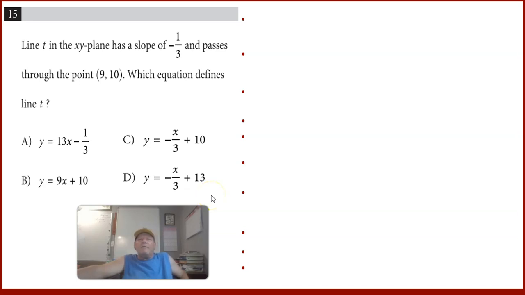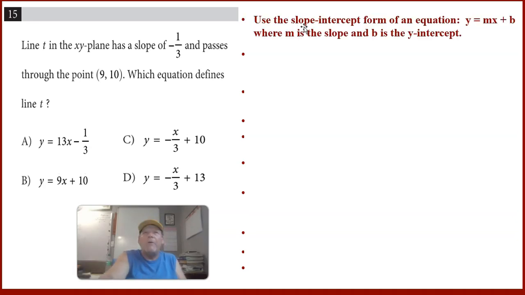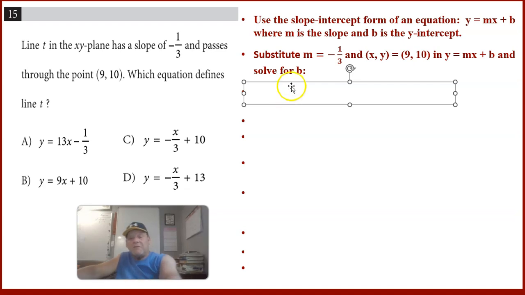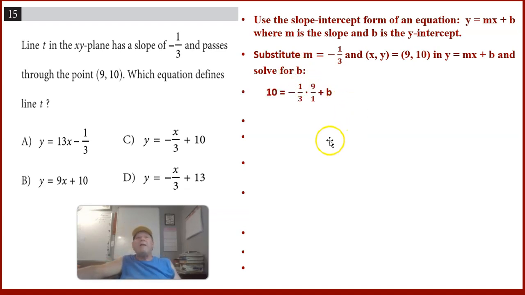Now, there's multiple ways to do it, but the easiest way is just say, okay, I can use the slope-intercept form of an equation, and I'm given the slope, but I'm not given the y-intercept, but I'm given the point (9, 10). So that will be my x, that'll be my y. So let's just substitute it in and solve it. I'm going to substitute -1/3 and then 9 for x, 10 for y in this equation and solve it for b. And I substitute my m and my b and I've got it.